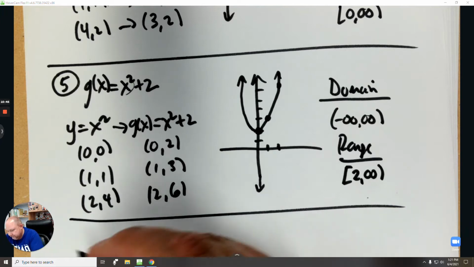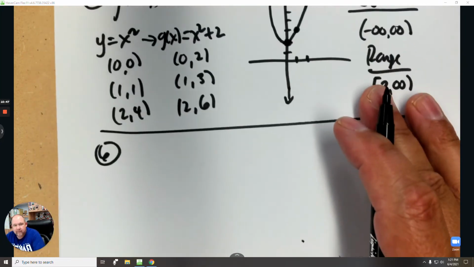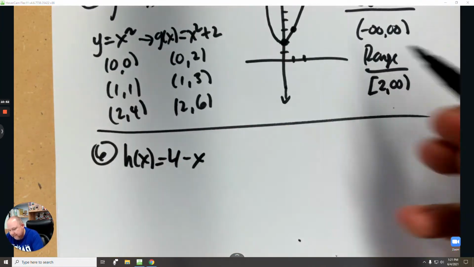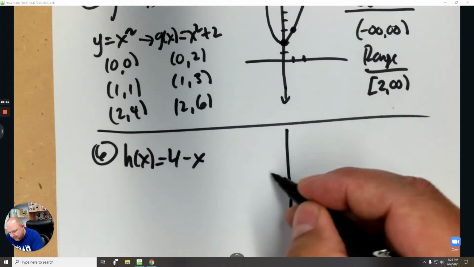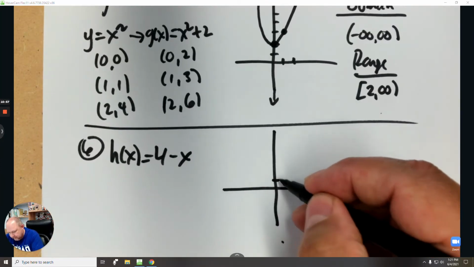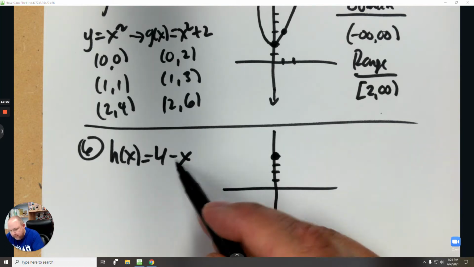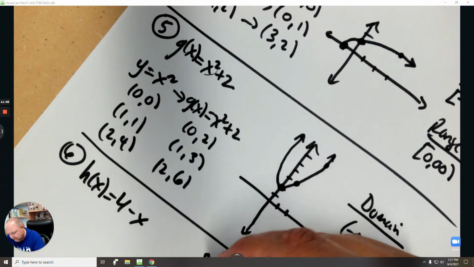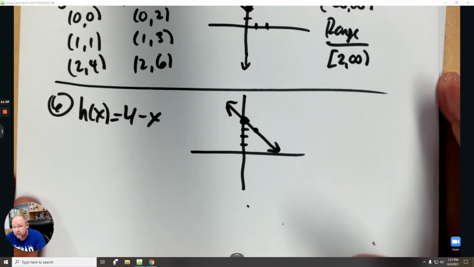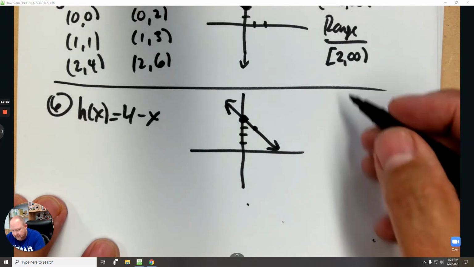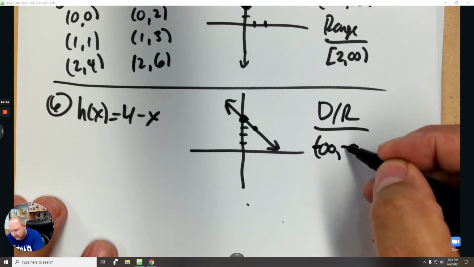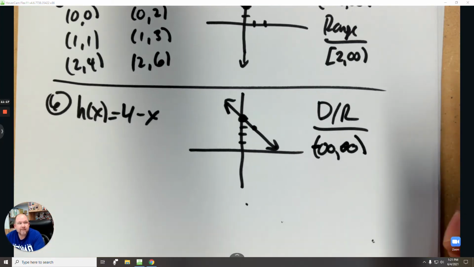Number 6. It's just a line, so I'm not going to be too complicated about it. So if I graph this line, I'm going to start at positive 4. That's the y-intercept. And then the slope is negative 1. So there's the slope. It starts at positive 4. The slope is negative 1. The domain and the range are all real numbers. Negative infinity to positive infinity. It's all real numbers for both. That's number 6.